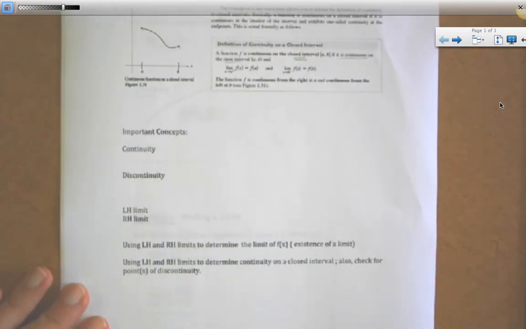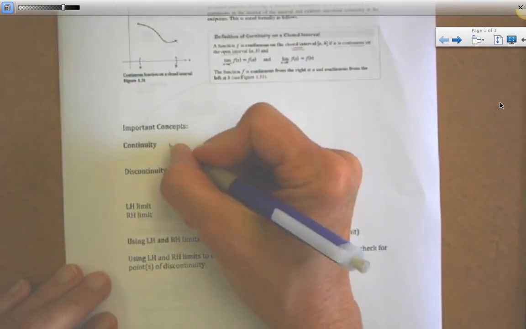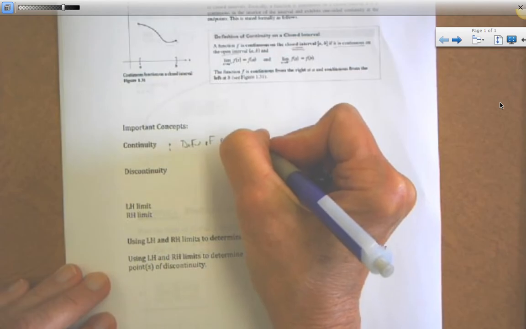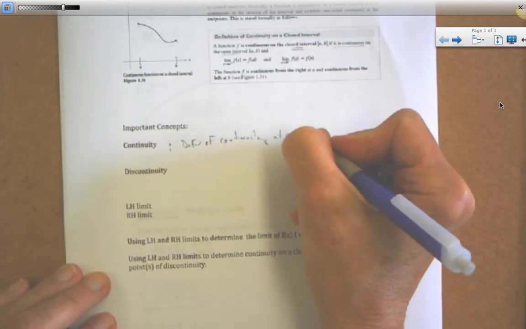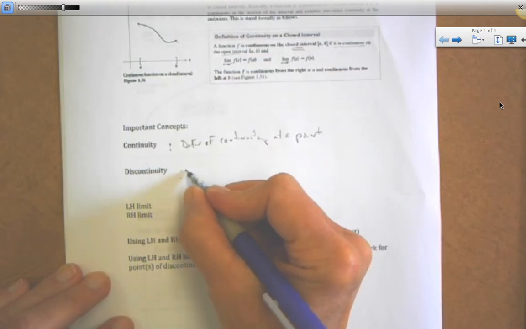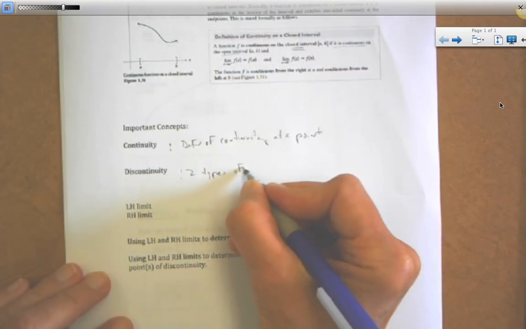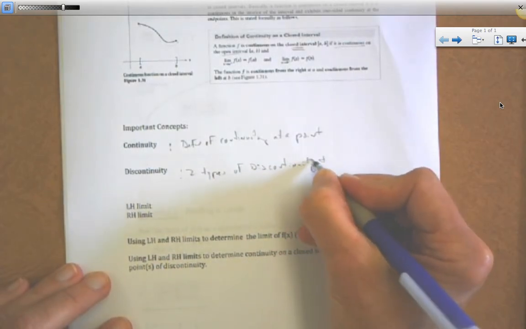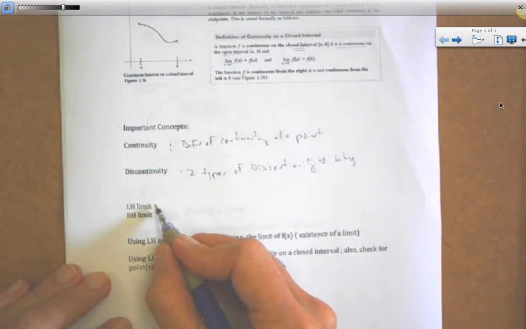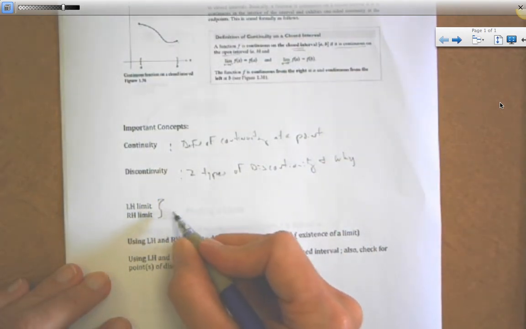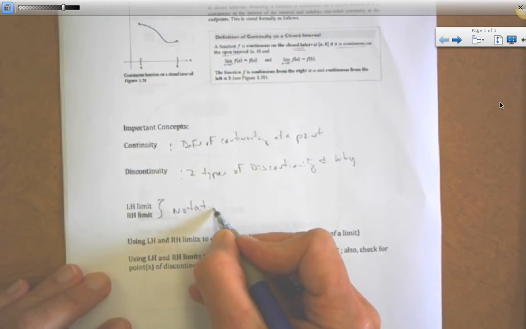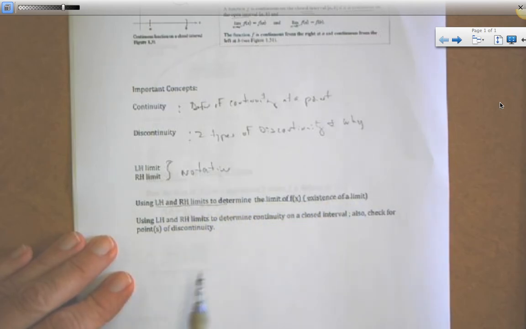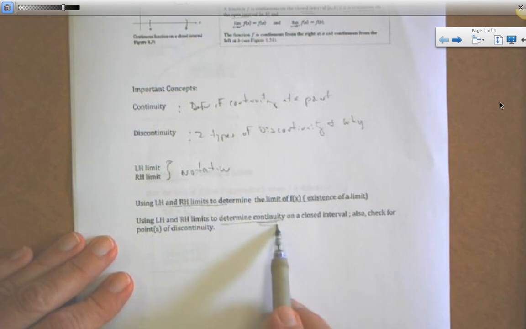All right, so far we've talked about continuity, and you need to know the definition of continuity at a point. You need to know the two types of discontinuity and why they're called that. What a left-hand limit means, what a right-hand limit means, and its notation. The left-hand and right-hand limits can determine if the limit exists. It's also used to determine continuity on a closed interval.